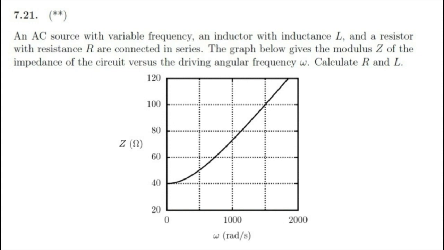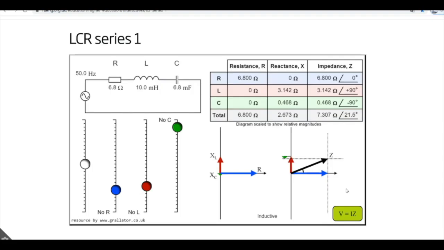Before solving the problem, we need to know the relation between impedance, resistance, and reactance. Impedance can be defined as the amount of resistance that a component offers to current flow in a circuit at a specific frequency. Using this interactive circuit, we can see how to calculate impedance. We can change the values for frequency, resistance, inductance, and capacitance to see how this affects impedance.